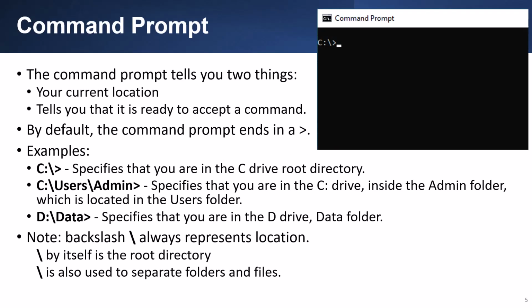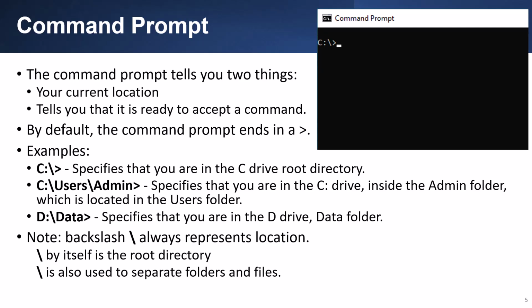The command prompt tells you two things. It specifies your current location, and it tells you that it's ready to accept a command. By default, the command prompt ends in a greater than sign. Examples include C:\> which specifies that you are in the C drive root directory. C:\users\admin> specifies that you're in the C drive inside the admin folder, which is located in the users folder. D:\data> specifies that you're in the D drive data folder.